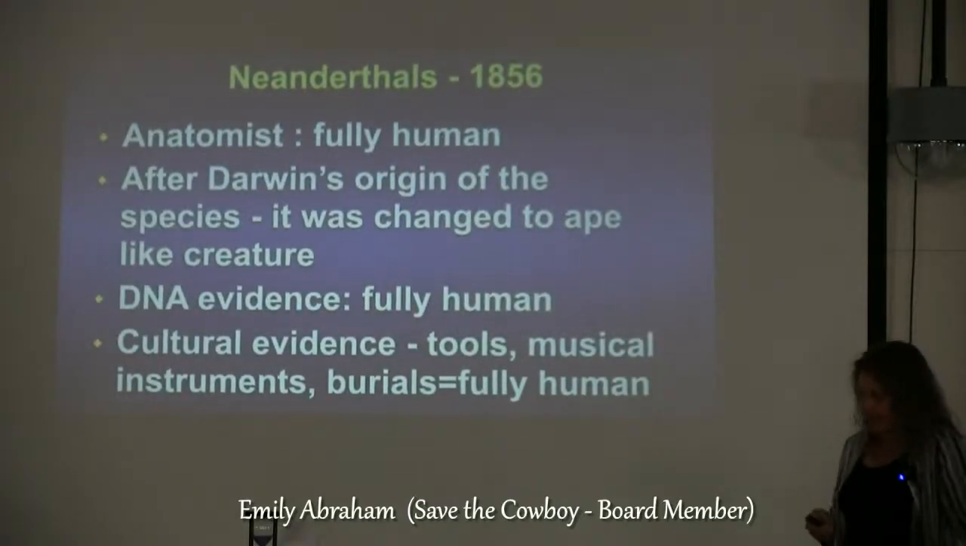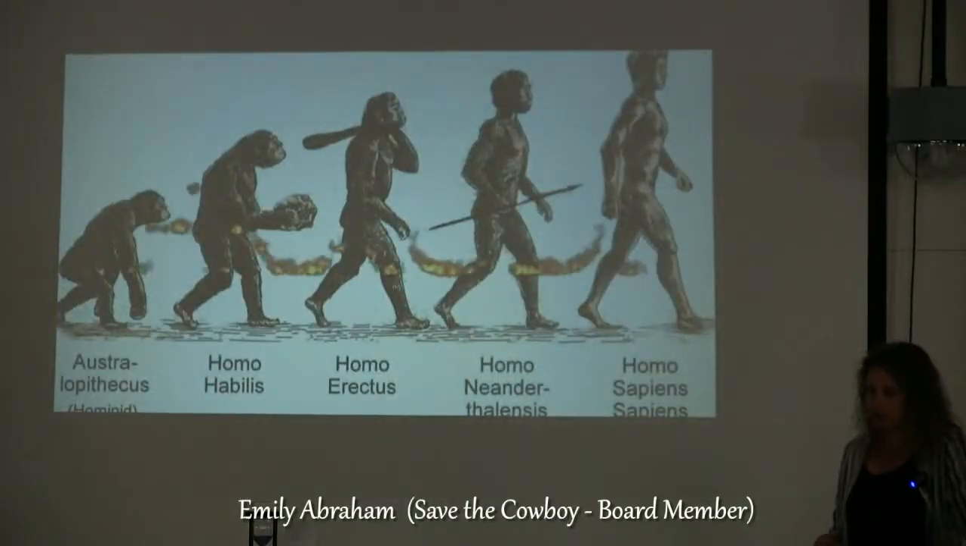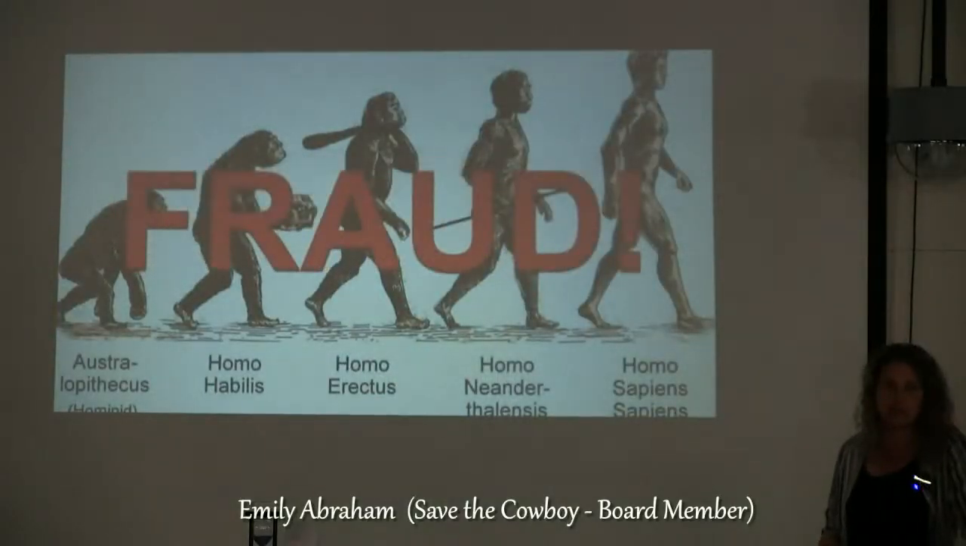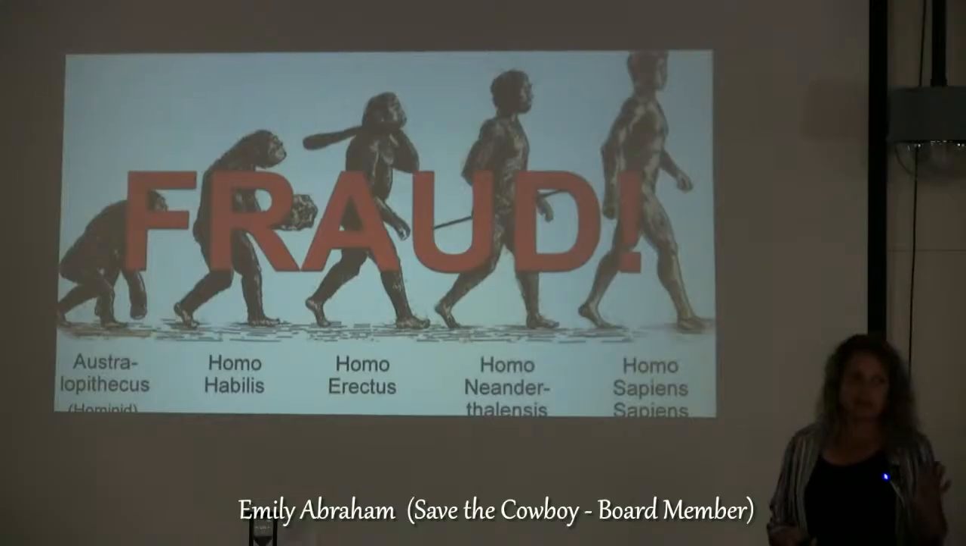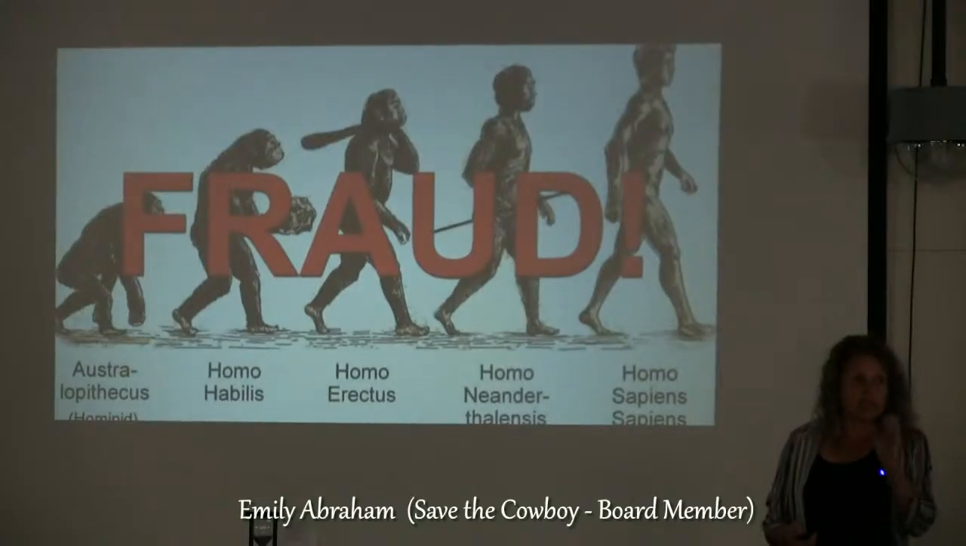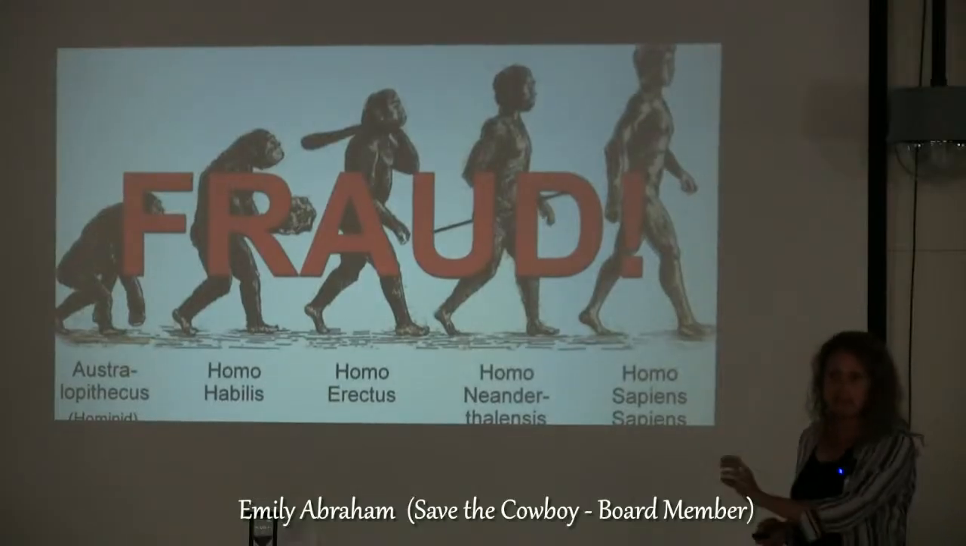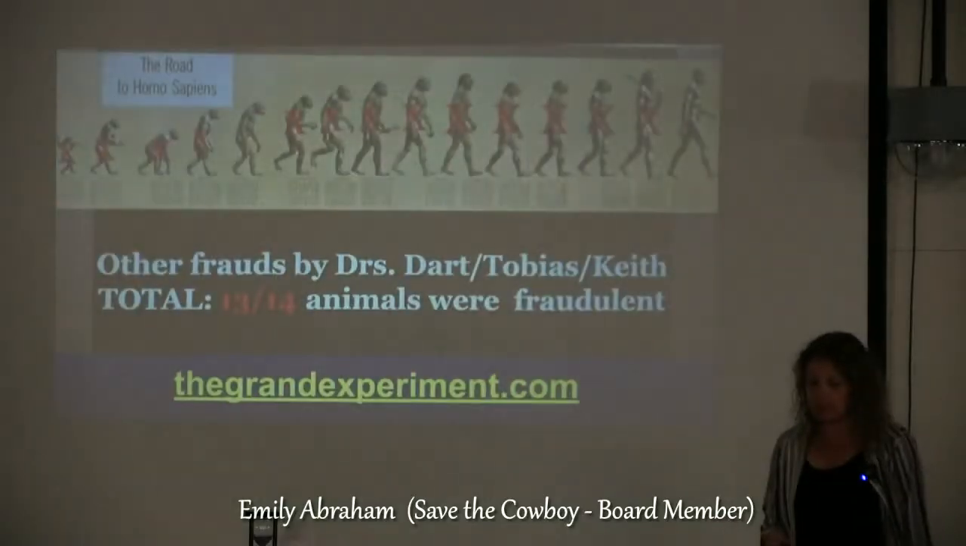We already did this slide. So Neanderthals are humans. They're not part of the missing link at all. So this whole entire thing is a complete fraud. Intentional deception is what fraud is. These are not mistakes. These are intentionally being deceived to believe that this scenario happens.